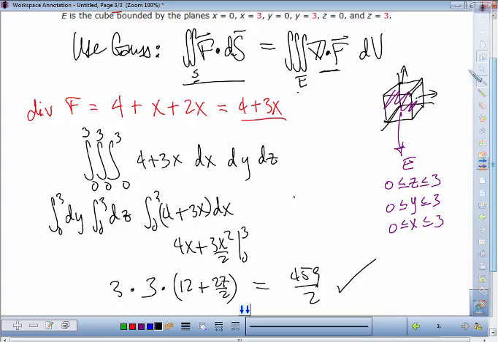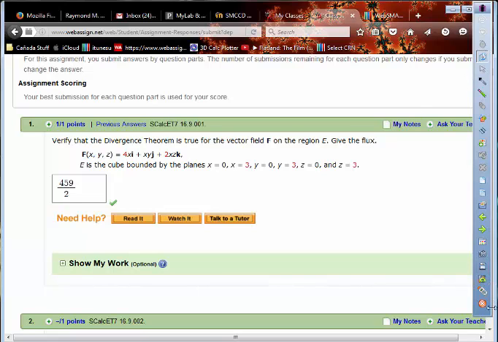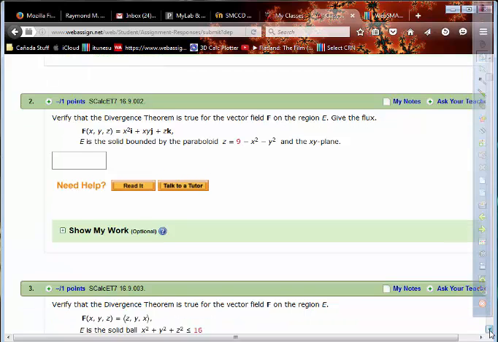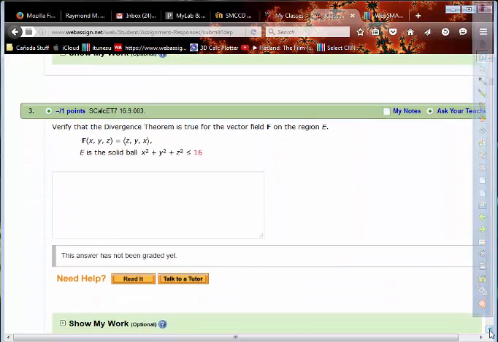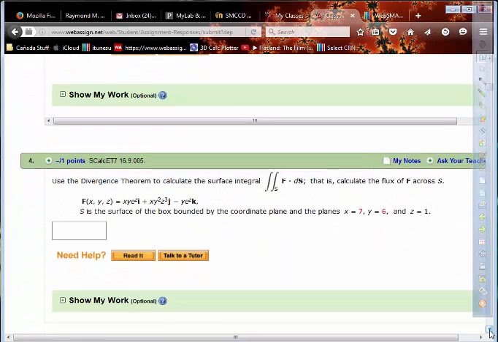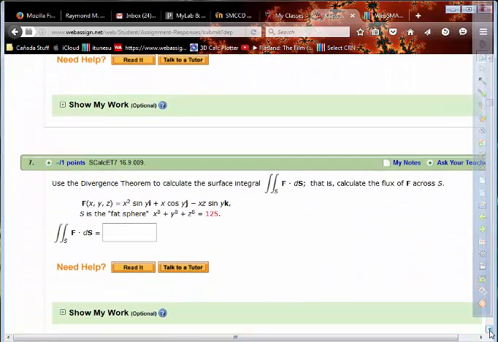Okay. Let's see if we can do another problem. This time I hope we don't have to verify anymore. Verify, verify, verify. Let's do number 7.